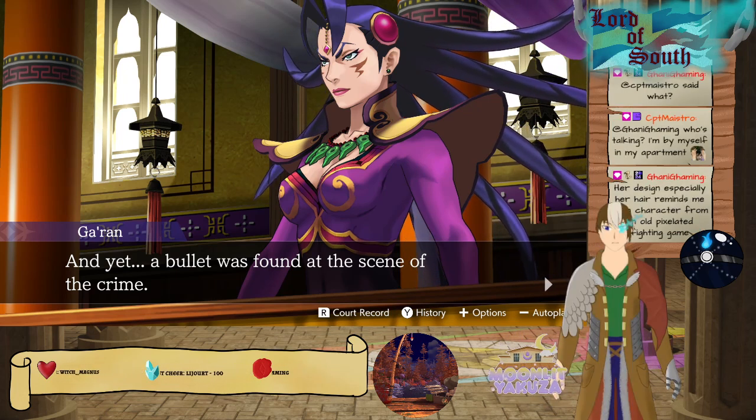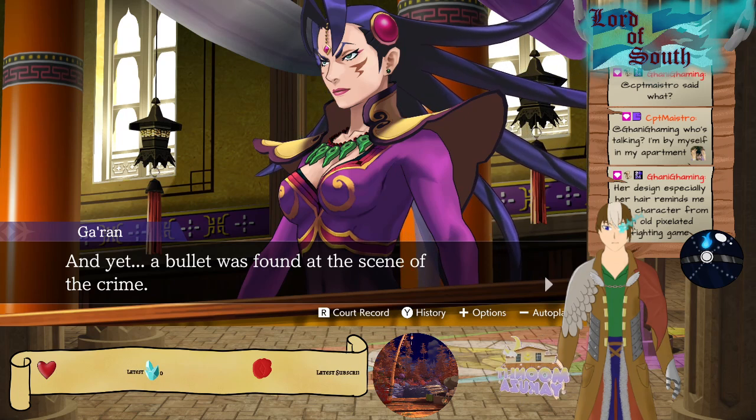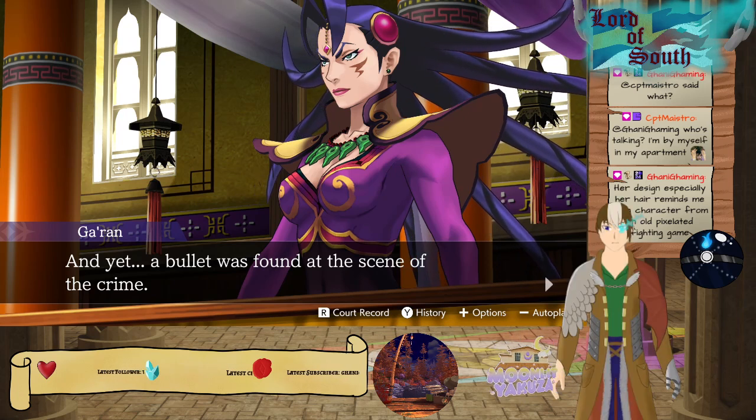Her design, especially her hair, reminds me of a character from an old pixelated fighting game. True.